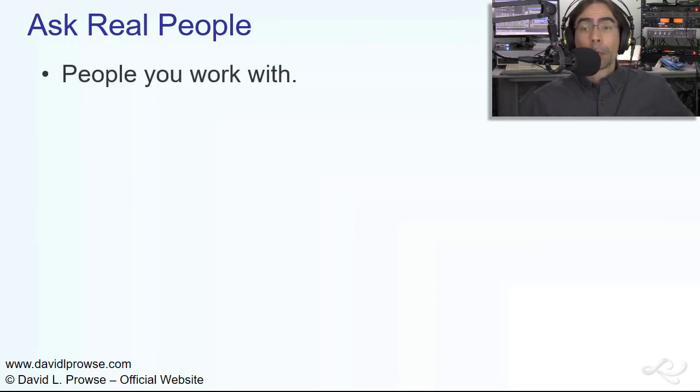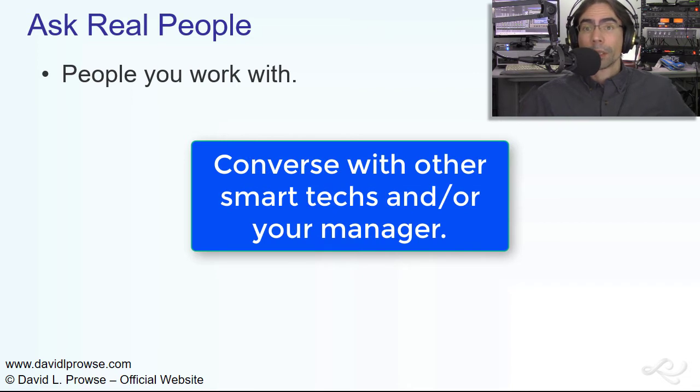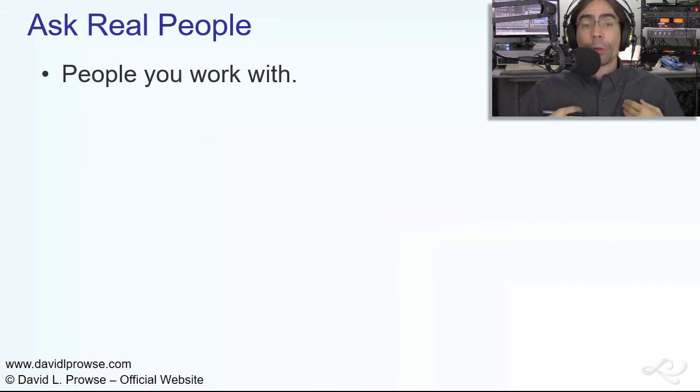Third on the list is people. Ask real people. For example, people you work with. One of the best places to go is other smart techs in your department. That's a great place to go. Also, your manager might have the answers you're looking for. You need to keep in mind that you don't know everything. I don't know everything. And sometimes we have to escalate it to the next level.